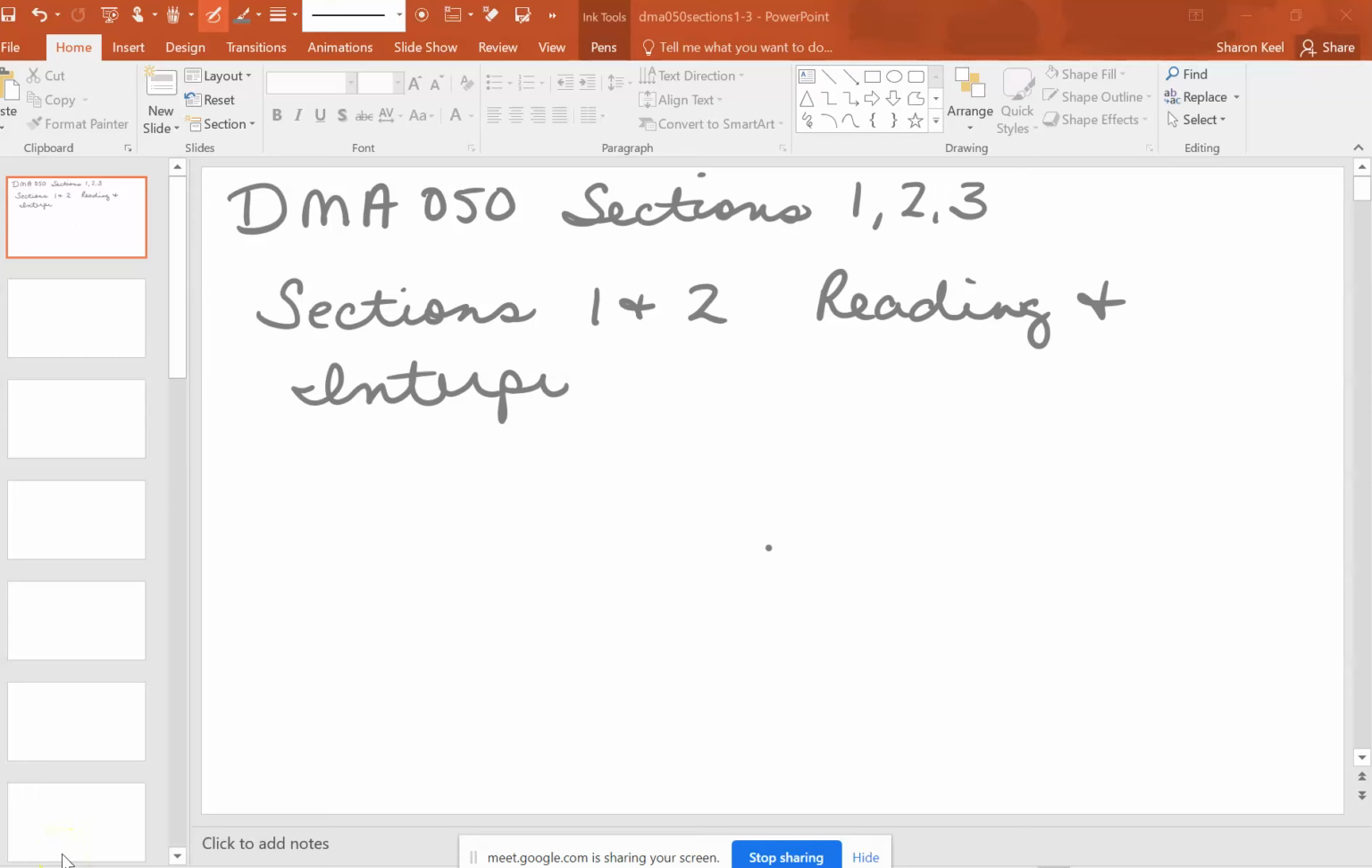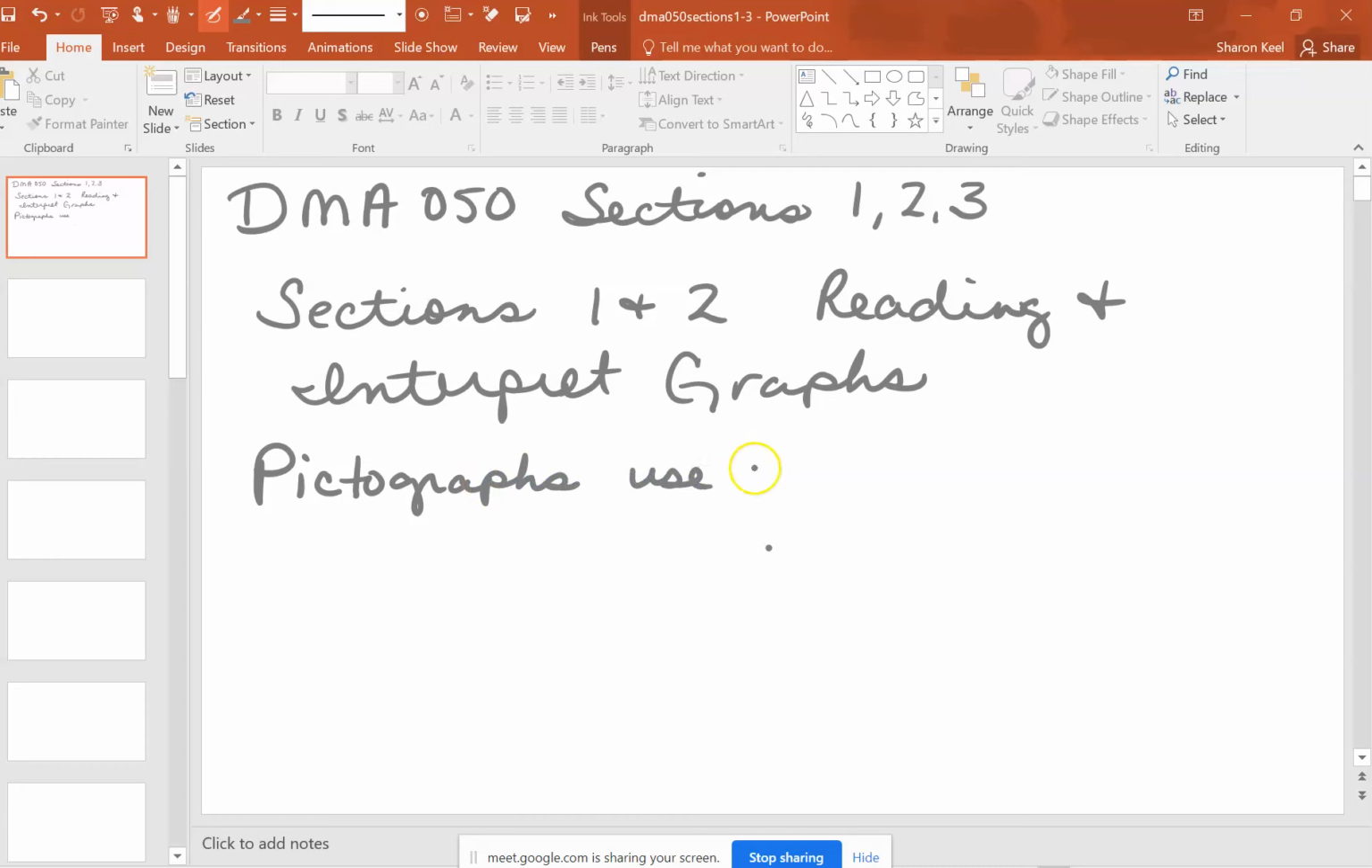Okay, so DMA 50 sections 1, 2, and 3, we're going to be starting working with graphs. Sections 1 and 2, we are going to read and interpret graphs. And we're going to start by talking about different kinds of graphs. Some of the different types of graphs that there are what we call pictographs. Pictographs use images or pictures for those particular types of graphing.